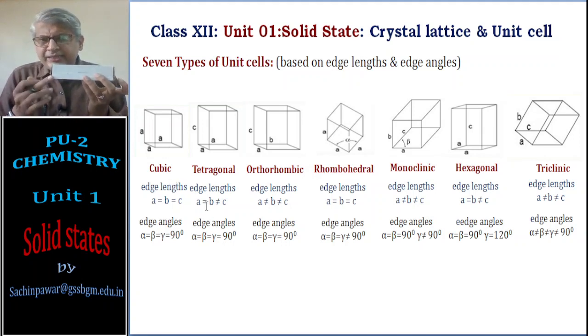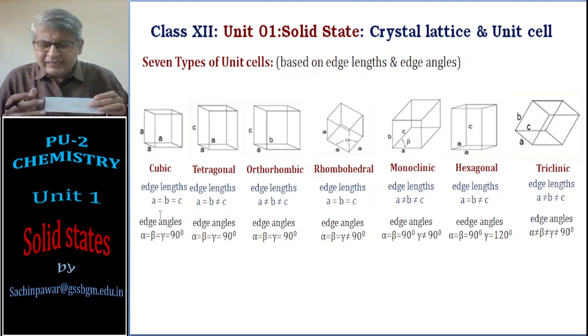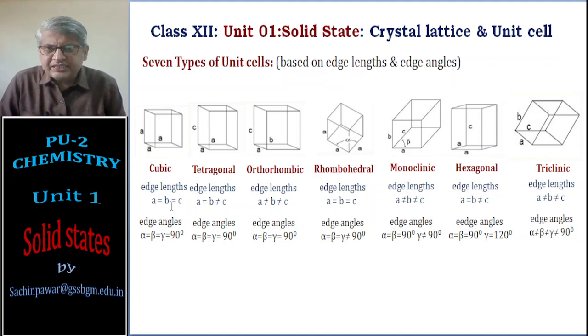Here edge A is equal to... then edge angles, you see edge angles may be 90 degrees or something different. So for cubic system, all the edges are same. For edge angles, they are equal to 90 degrees and all angles are same. For tetragonal, the 2 edge lengths are same and the third edge length is slightly different than the first 2, but the angles remain same. Alpha is equal to beta is equal to gamma is equal to 90 degrees and so on and so on.